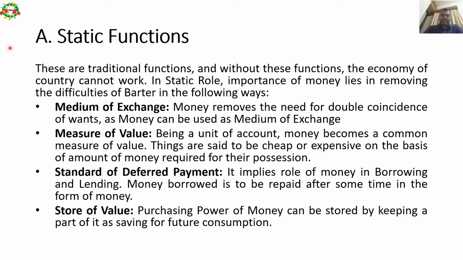So these are traditional functions basically, and without these functions the economy of a country cannot work. So in static role, importance of money lies in removing the difficulties of barter systems. How does it remove difficulties of barter? By providing medium of exchange. So money removes the need for double coincidence of want, as money can be used as a medium of exchange.